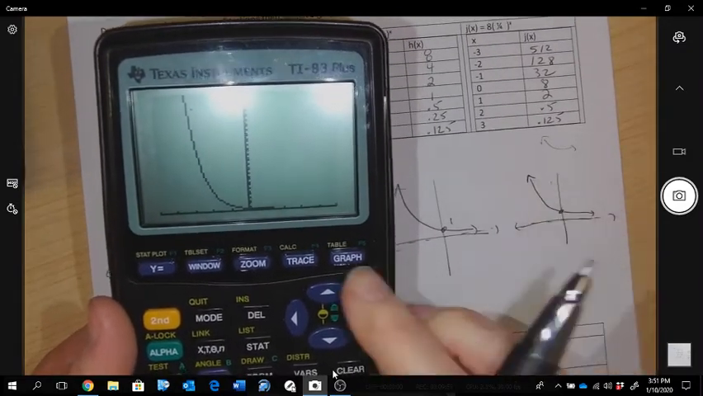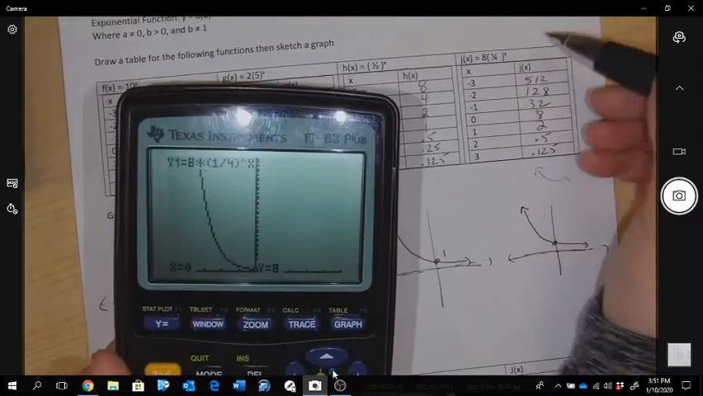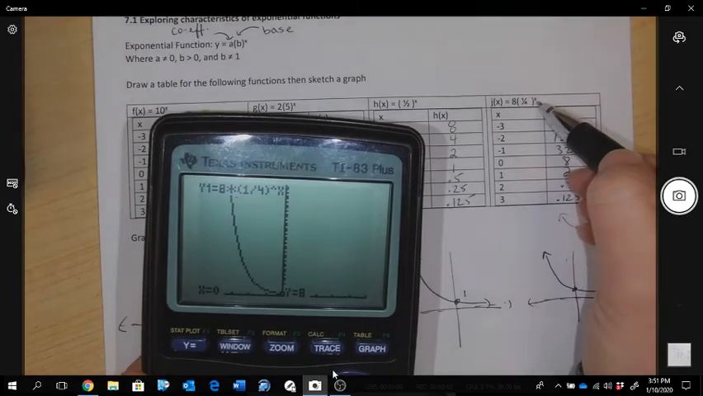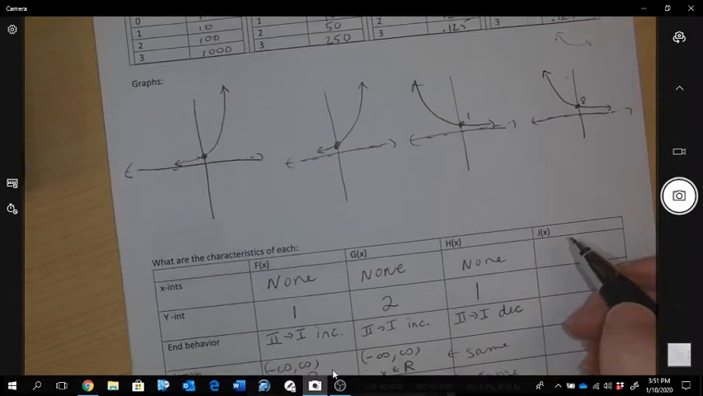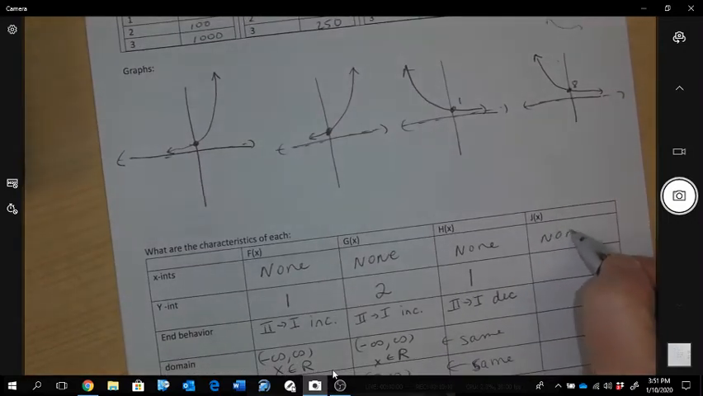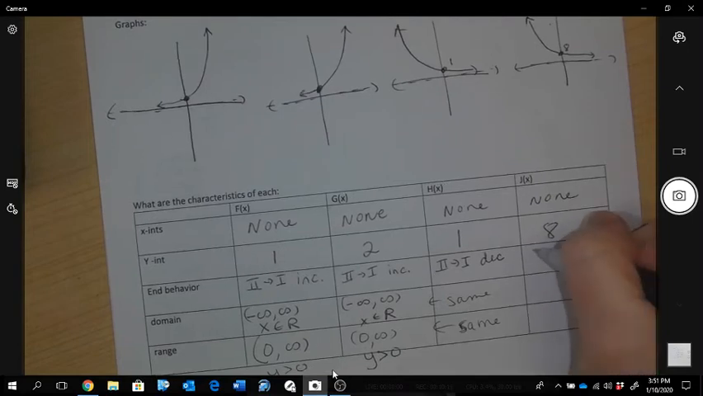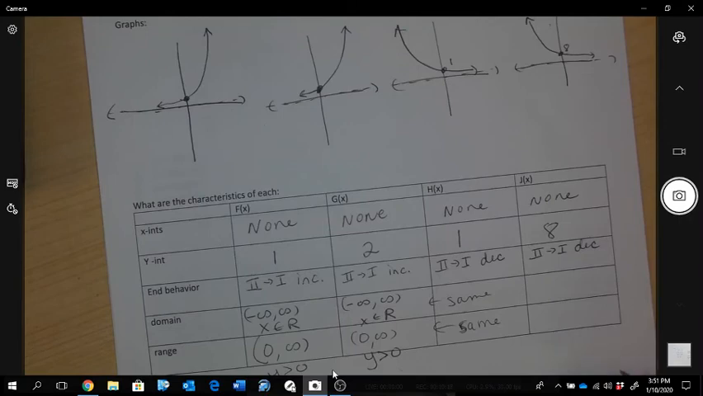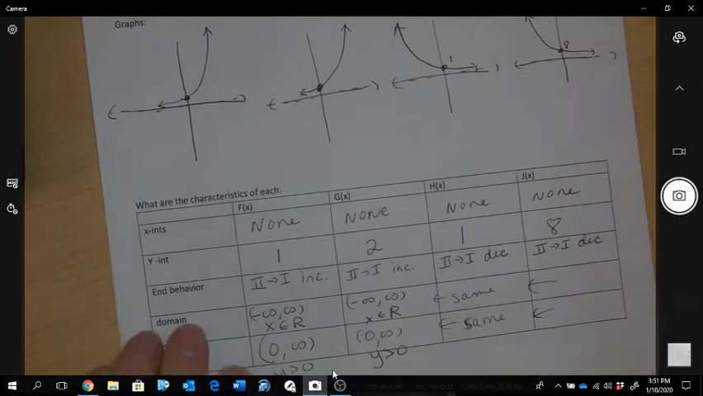And what was the prediction on the y-intercept? So 0, 8. So y, because this raised to the 0 is 1, and then you're multiplying it by 8. Okay, so no x-intercepts. Your y-intercept is 8. The end behavior is going from quadrant 2 to 1. You're decreasing. And domain and range are going to be the same.